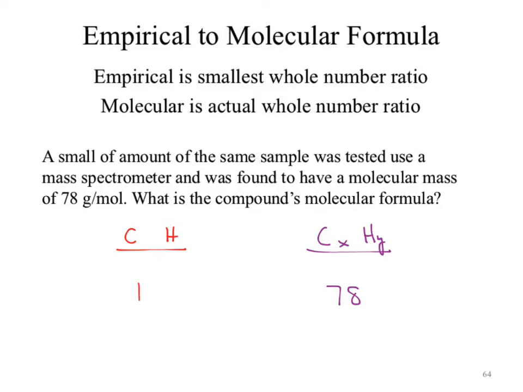13. How'd you get 13? The 12 grams plus 1 gram. The molar mass for carbon is 12. The molar mass for hydrogen is 1. Add those together. Why 1 of each? That's the ratio from our empirical formula. To go from 13 to 78, what do I have to do? Okay, I'll accept that. Take 78, divide it by 13, what do you get?